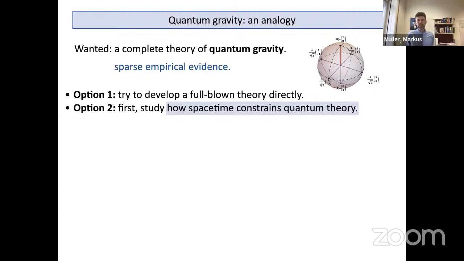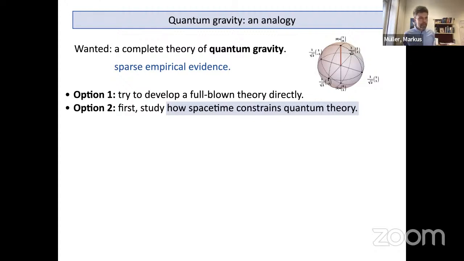Now, something else you can do if you're a bit more modest, or maybe you don't know all the techniques that you would actually need to do that. Something you can do first, and this is what we want to do here, is to study how space-time constrains quantum theory. For example, you can say, well, look, there's the qubit, the quantum bit.